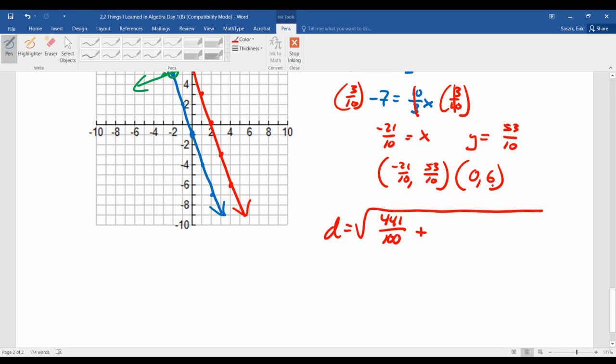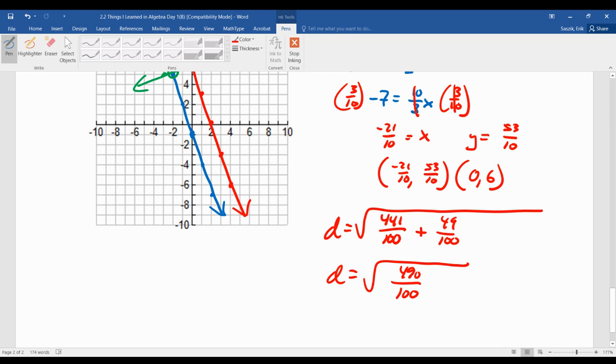Now, this one looks bad, but watch, it's not. We can do this in our head, actually. So check this out. That's 53 over 10. But 6 is the same thing as 60 over 10. So the difference between 60 over 10 and 53 over 10 is just 7 over 10. And we square that. See, it's not as bad as it looks. Now that, of course, is going to be 49 over 100. So the total is 490 up top over 100.